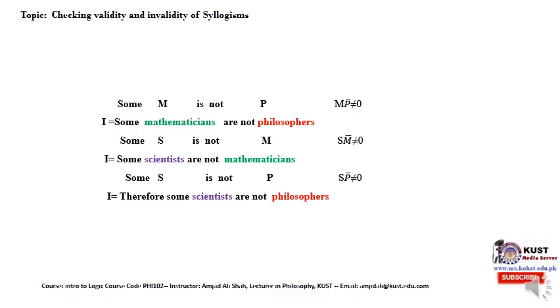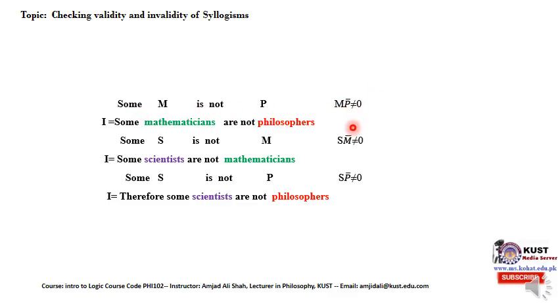Next, this is another argument. Though we have used the same terms, the form is different. Some M is not P. Some S is not M. Some S is not P. This is O1.